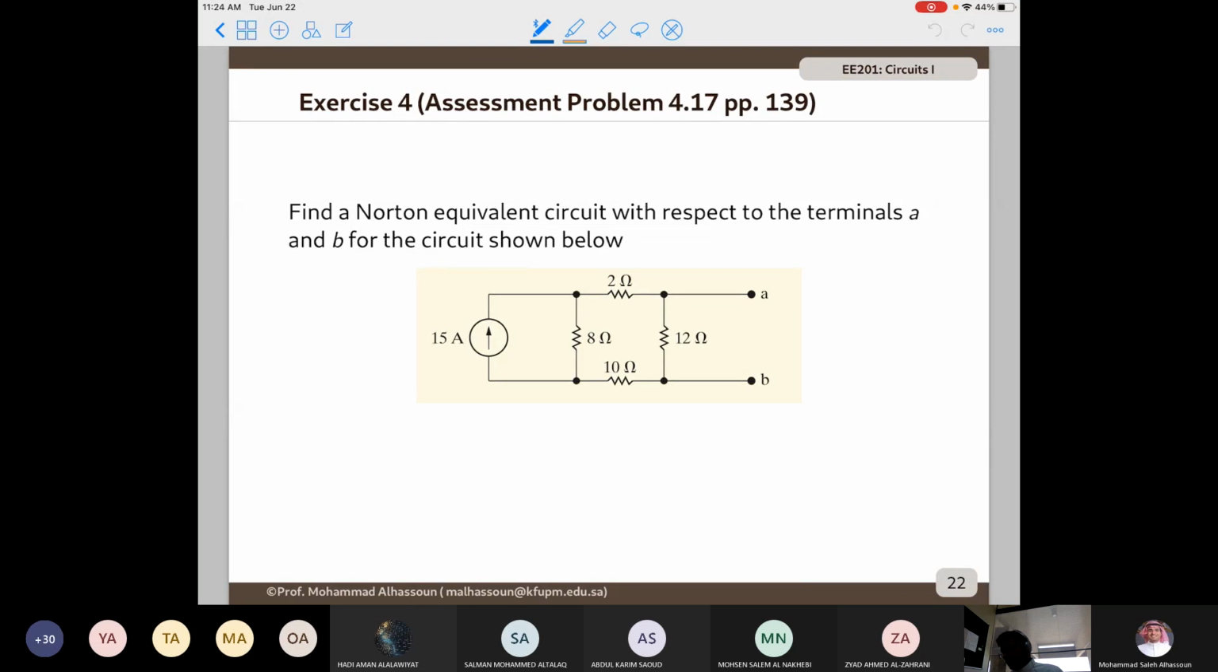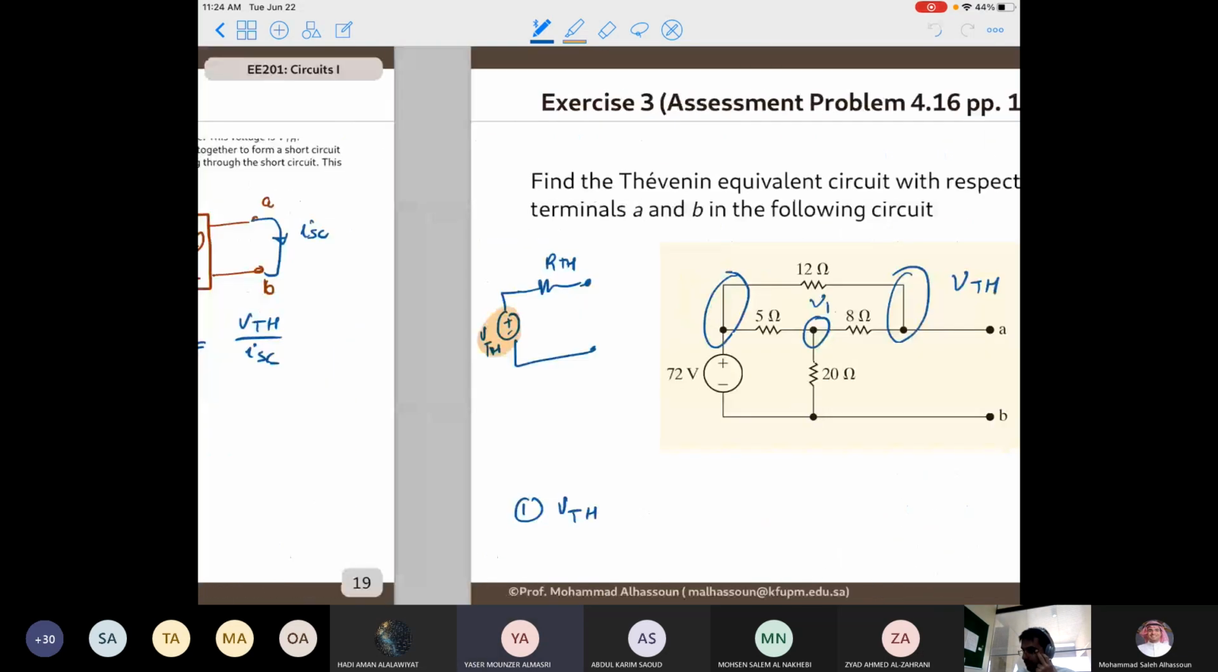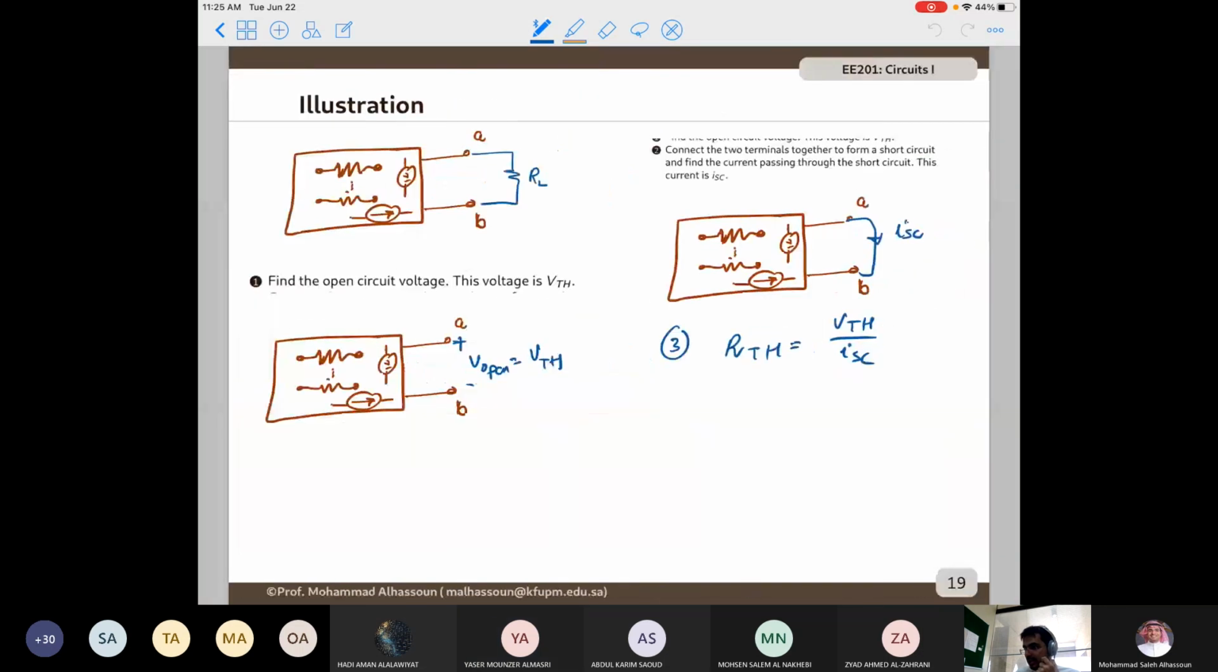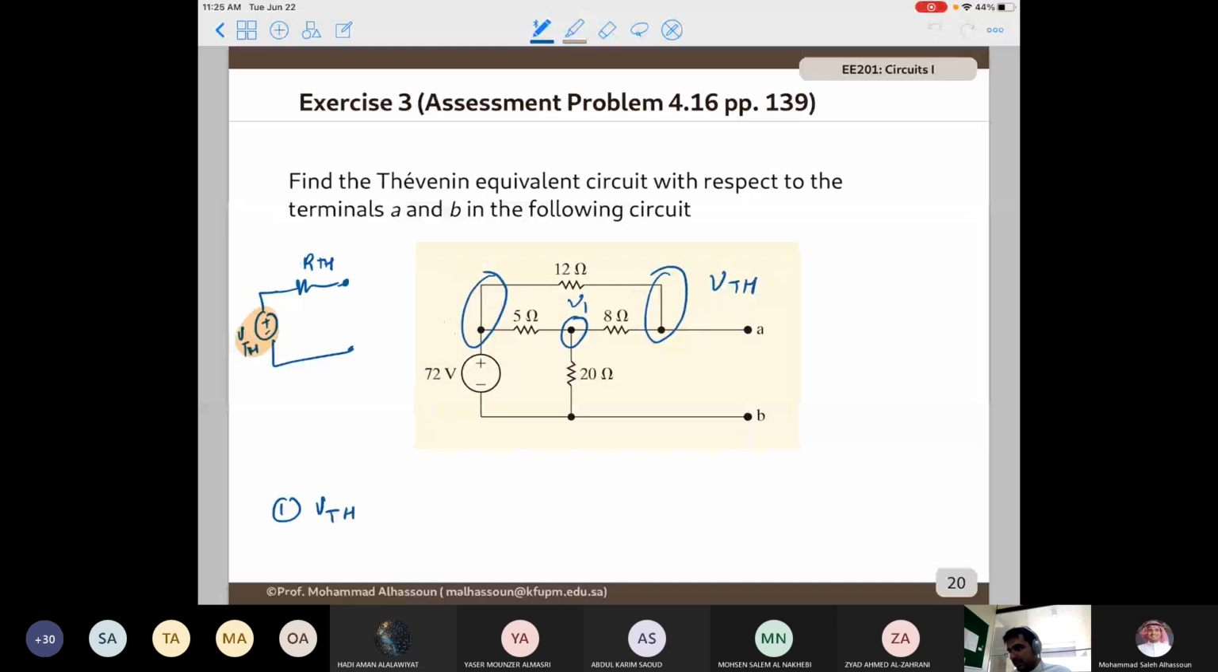So let's try to find the Norton equivalent circuit here. Yes, a question? Yes, doctor. The deactivation method also works on current sources? Yes. Or all inputs? It works on both. If you deactivate the voltage source, then you're going to replace it with a short circuit, because you want to make sure that the voltage source is 0. The current source is replaced by an open circuit, and this guarantees that the current is 0.